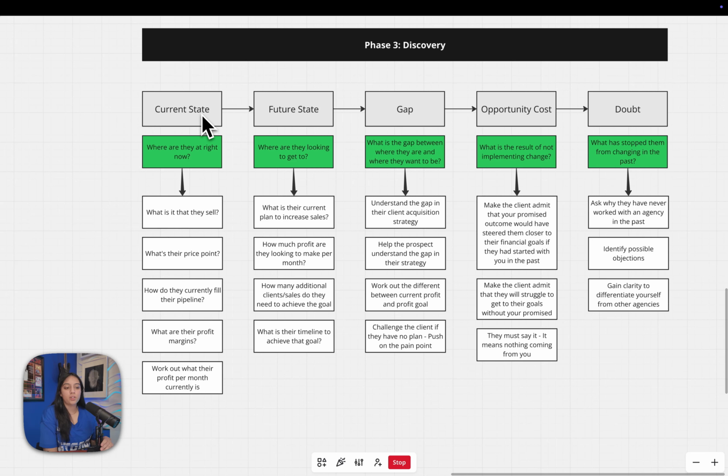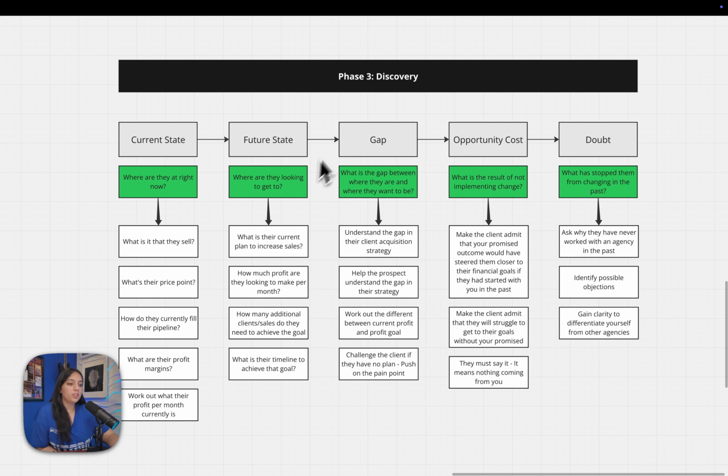You're basically trying to understand where your prospect is right now, and in order to do so, you need to ask them a bunch of questions. What is it that they're selling? What's their price point? How do they currently fill their pipeline, or in other words, how are they currently getting their clients? What are their profit margins? And you try to work out what their profit per month is. Then you move on to the future state.